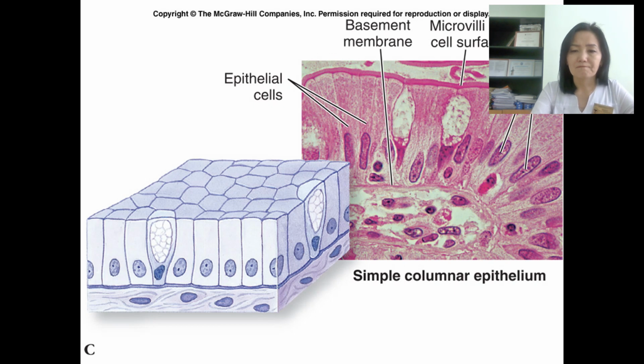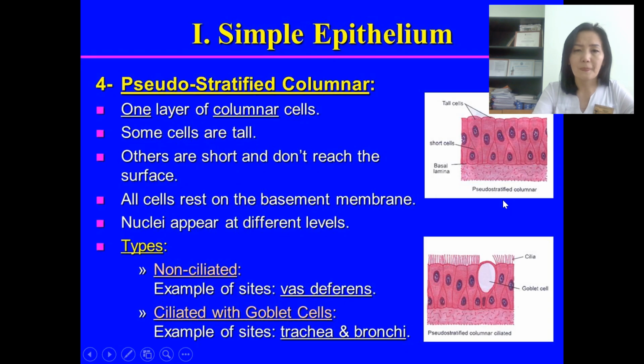Next one. Simple columnar epithelium. We said simple columnar epithelium consists of column-like cells. This part is the basement membrane, and these are epithelial cells. The shape of this cell is columnar. That's why it is simple columnar epithelium.